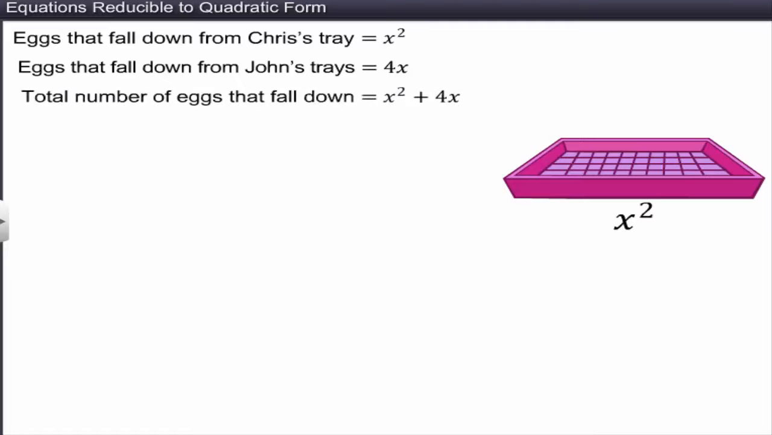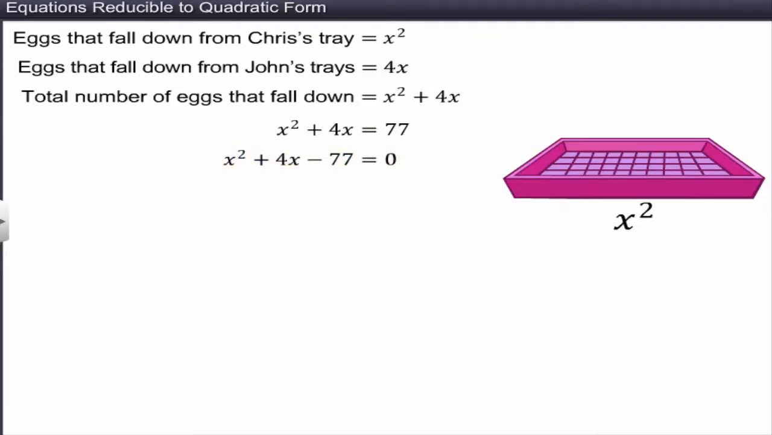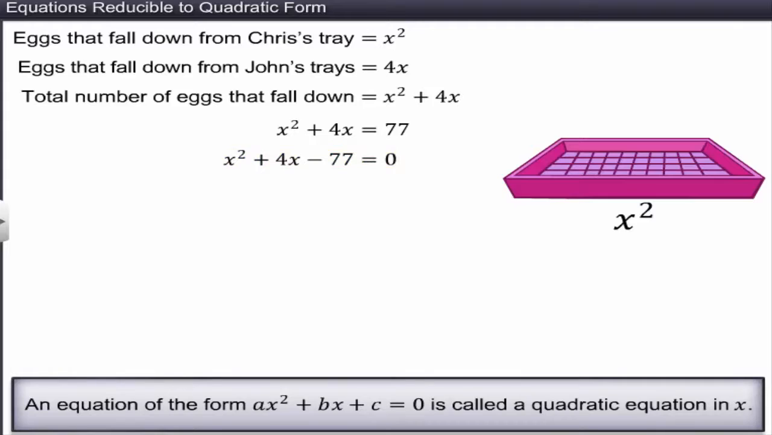This means that the total number of eggs that fell down was x squared plus 4x. We are given that the total number of eggs that got smashed is 77. So we have x squared plus 4x is equal to 77. It can also be written as x squared plus 4x minus 77 is equal to 0. Such types of equations are known as quadratic equations. Mathematically, an equation of the form ax squared plus bx plus c is called a quadratic equation in x.